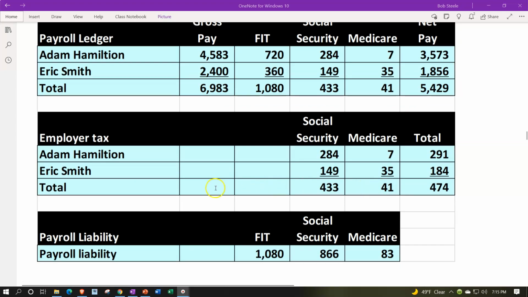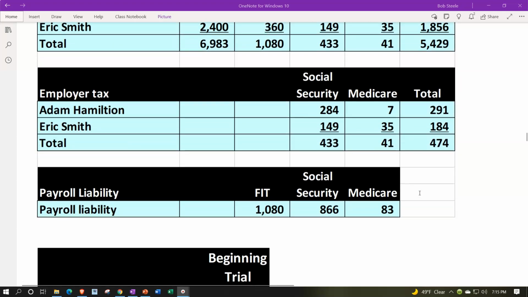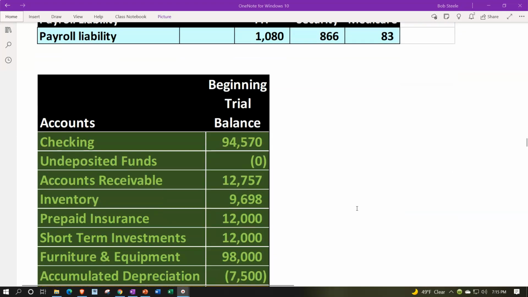And then we would also have the employer taxes, matching Social Security and Medicare for Adam and Erica. And then we would also have the FUTA, which we're taking out of this practice problem. So that adds up to another $474. There's no cash impacted here. So this would be increasing an expense, the other side going to payroll liability. Payroll liability then would be this $1,080, the Social Security $433, and the Medicare $41 after this payroll's processed.